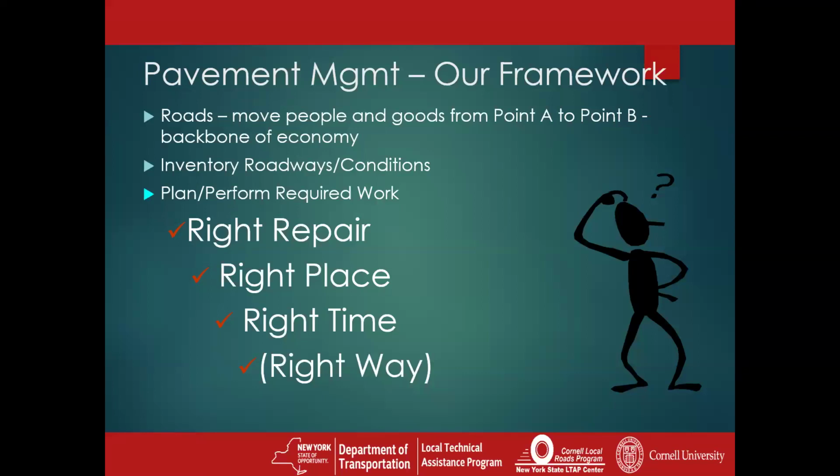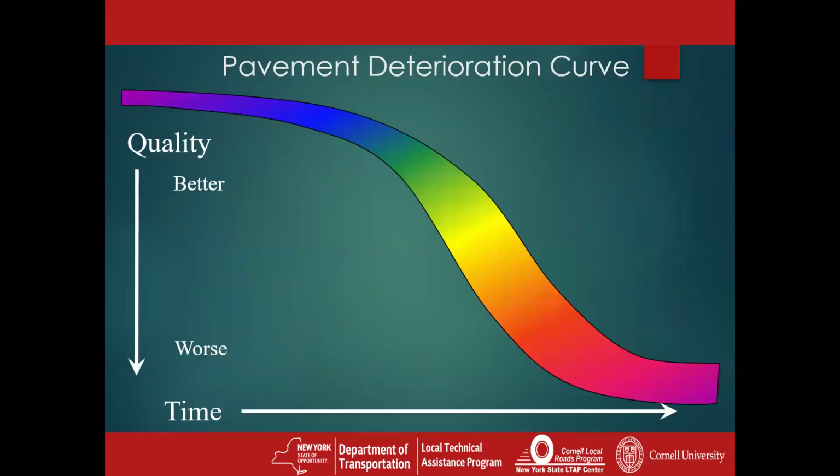They're the backbone of our economy. That's the way we move our goods and people from point A to point B. And to make sure that we take care of business and take care of our infrastructure and our systems, it requires us to inventory our roadways and our conditions. And that then allows us to plan and perform our required work. And the primary principles for anybody that's in this business are well established. Your pavement management framework is based on the right repair at the right place at the right time, and my own personal add-in favorite, in the right way.